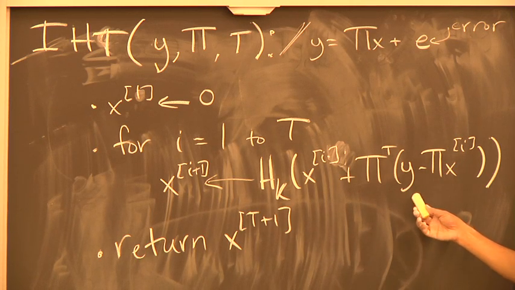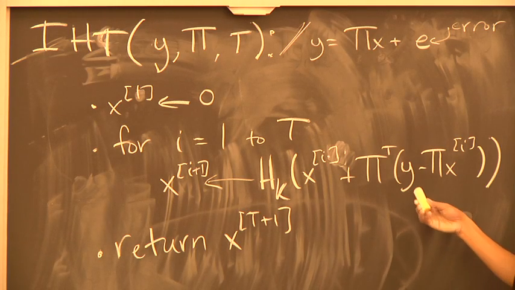But the way to view this is, look, what is y? y is pi x. So pi x minus pi xi is pi times x minus xi.